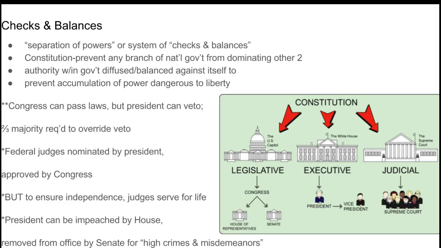The president can be impeached or tossed out. The House of Representatives has to introduce the legislation to have a trial for the president, and then he can be removed from office by the Senate for high crimes and misdemeanors. That has not happened. They impeached Bill Clinton, but they did not have the votes to remove him. They had the trial, but he was not voted out.